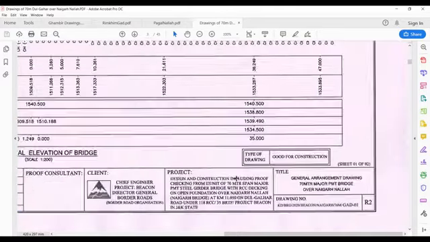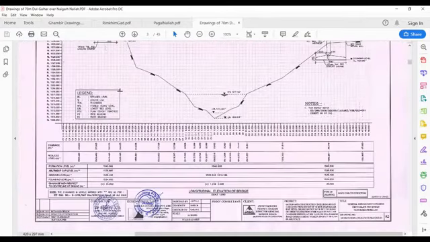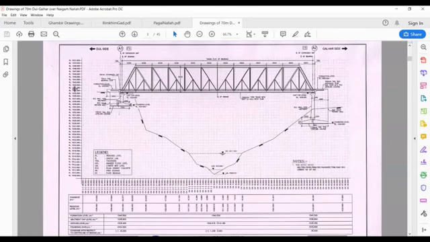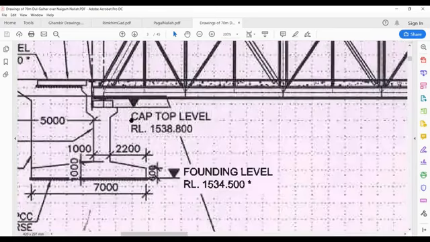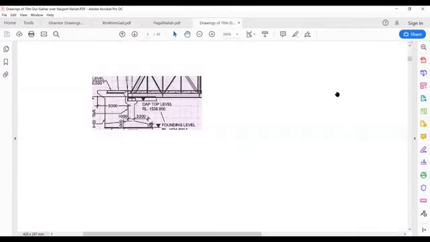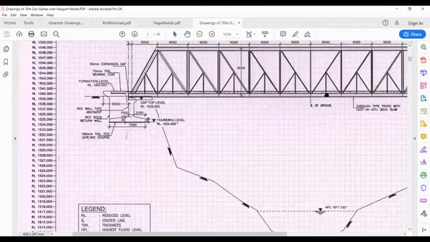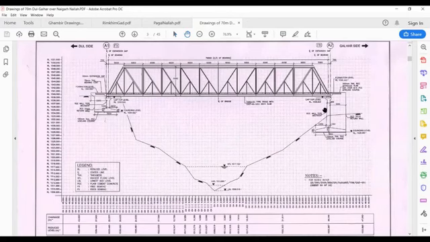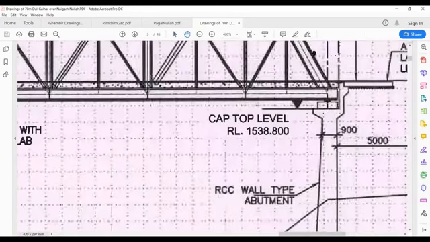But where does this 70 meters start from? It starts from this point over here, from this point to this point. It is not the end of this truss, but from this line. And these two lines are called the center line of bearing.